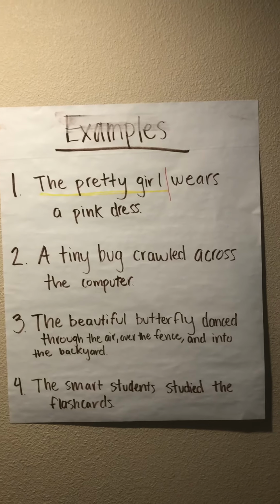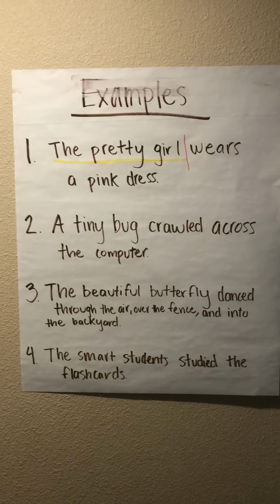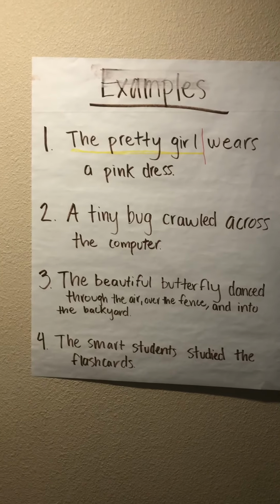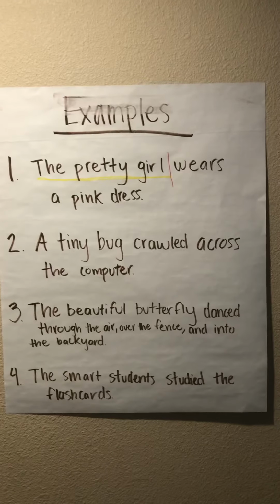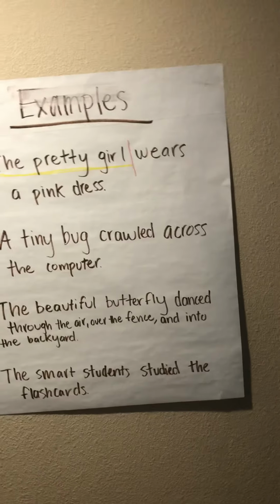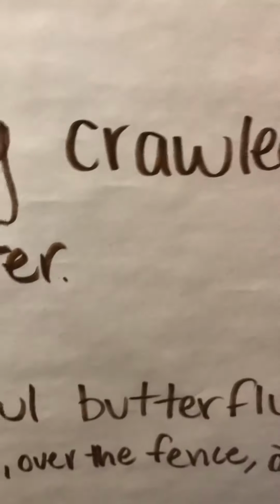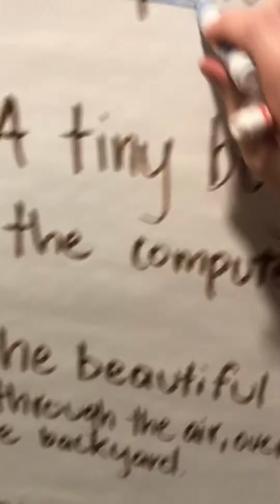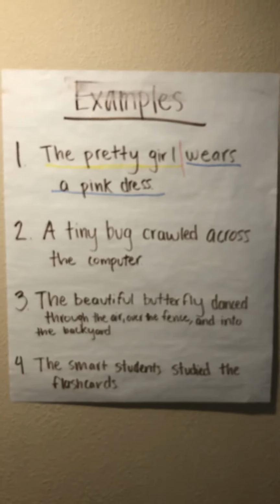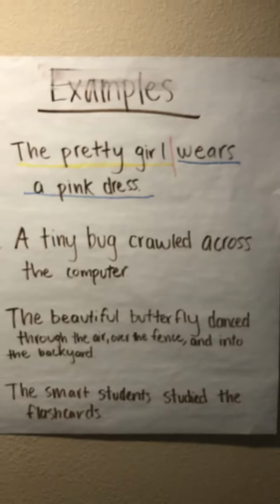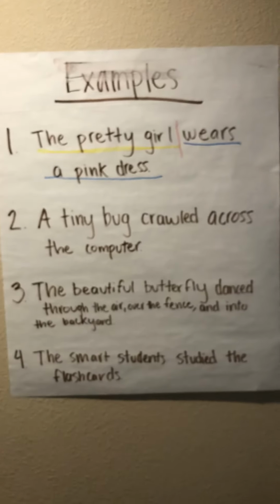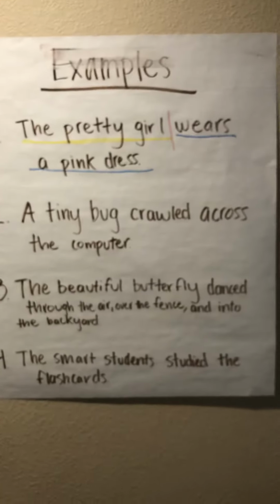Okay, so now the rest of our sentence, wears a pink dress. That is what the pretty girl is doing. So we are going to underline that blue because that is our complete predicate. Okay, so when you're done, it is going to look somewhat like this. If you don't have my colors, and if you do have my colors, this is what it will look like. Okay, let's move on to the next sentence.